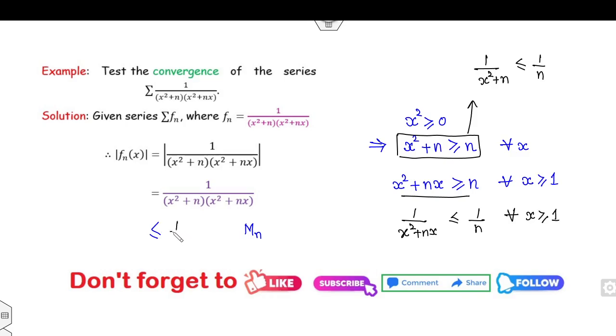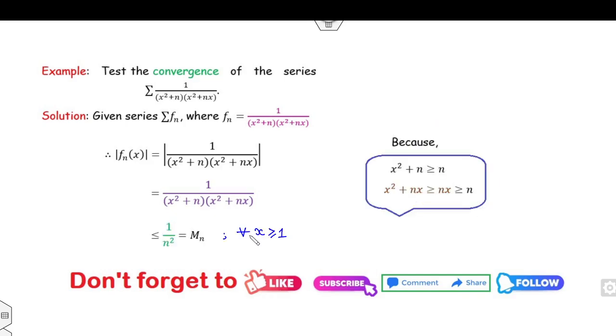I can substitute this value. It is 1 over n into 1 over n, that is 1 over n square, and that I call Mn. Fine. Now once you know the value of Mn, I can start with this series. This is 1 over n square, and clearly this series is convergent by which test? You can see by using the p test.